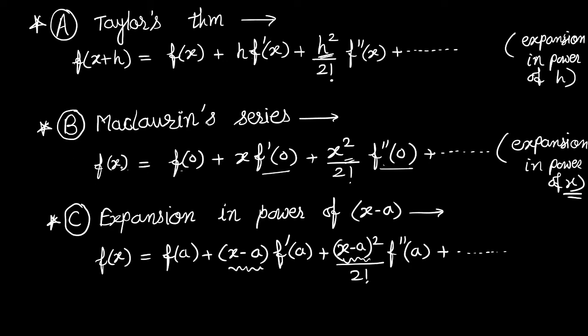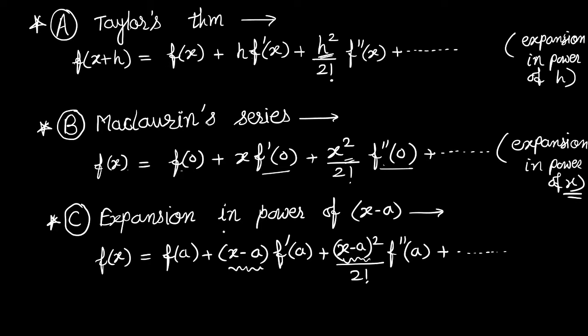Maclaurin series: here f of x equals f of 0 plus x f dash of 0 plus x square by 2 factorial f double dash of 0 and so on. That means here we have to find out the values of f of 0, f dash of 0, f double dash of 0 and so on, and substitute in the formula, and then we get the expansion of the function in power of x. Therefore, Maclaurin series is the expansion in power of x.